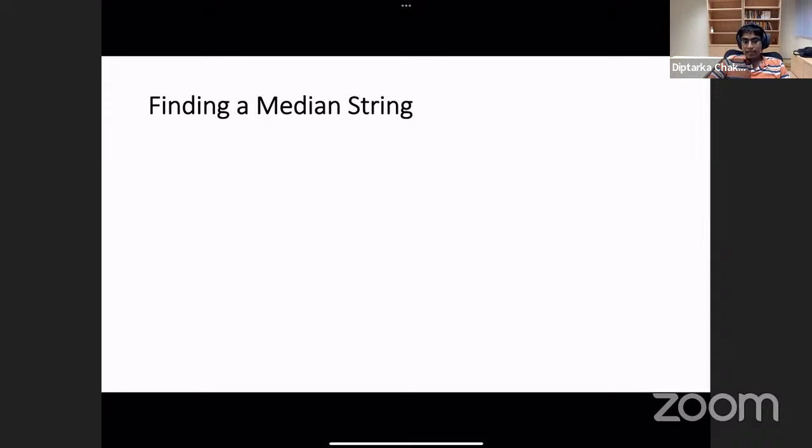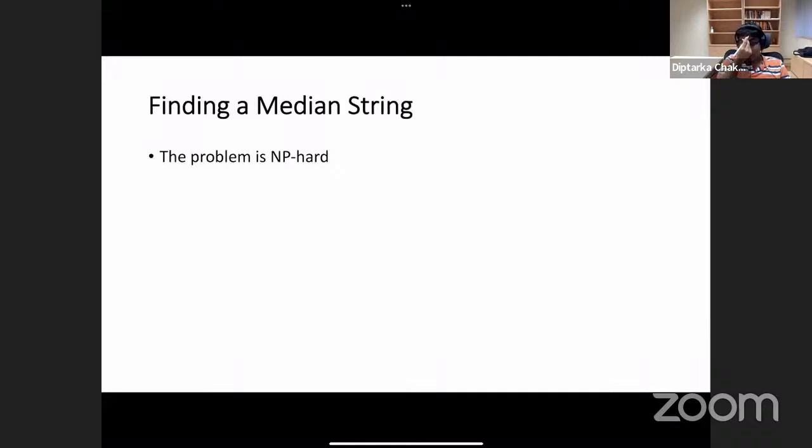So one question is, how do I find the median string? Because I already mentioned that in practice, to solve the trace reconstruction problem, people use heuristics to basically solve the median problem. Actually, this problem also turns out to be very difficult. It is shown to be NP-hard.